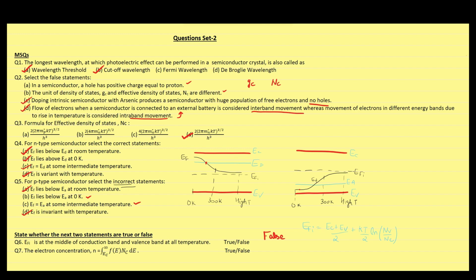The electron concentration N is the integral of Fermi energy level into effective density of states Nc with respect to energy E. This statement is also false. N is equal to integral of Fermi energy level multiplied by Gc(E), not Nc. Gc is the density of states, whereas Nc is the effective density of states at the conduction band only. You should read books for making your theoretical basics strong.